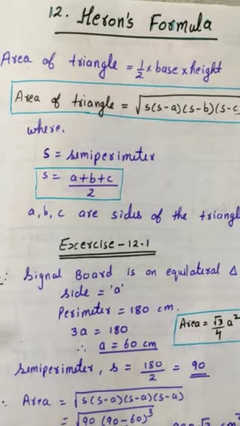So as we have all completed the chapter Constructions, today we are going to start a new chapter, which is Heron's formula. As I've already told you, the second exercise, 12.2, is deleted from the syllabus this year, so only one exercise we have to do. So first of all, I will introduce the formula.